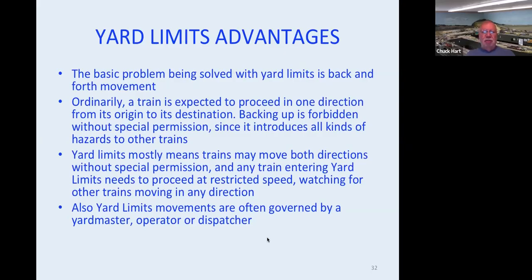Right? Yard limits mostly means trains may move both directions without special permission, and any train entering the yard limits needs to proceed at restricted speed, whatever that speed is for your particular railroad and codes, watching for other trains in any direction. Also, yard limits movements are often governed by a yard master, operator, or dispatcher. In CTC territory, 99.999% is going to be a dispatcher. The operator at a station or a depot, or the yard master himself could say, okay, go on out in the yard and do your run around switching or whatever you need to do.